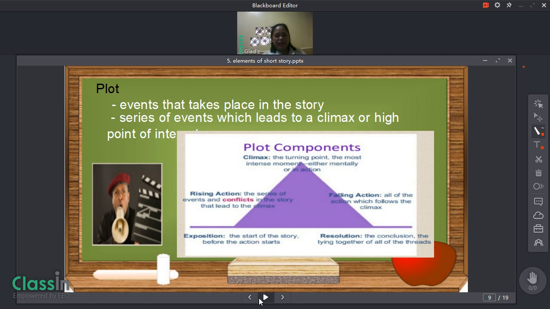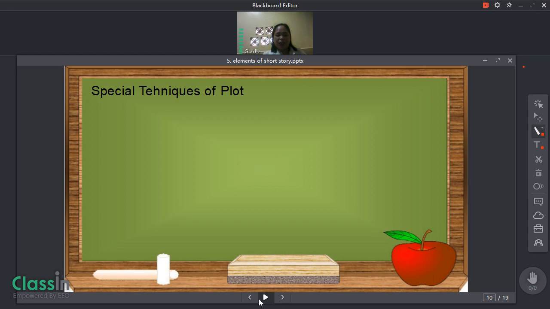Okay, next let's have the special techniques of plot. In the special techniques of plot, we have the suspense, or the excitement or tension. Sometimes when we are reading a story or even watching one, there are intense scenes or suspense scenes or events that appear in the story or in the movie. That gives us excitement and tension. That is the suspense technique of plot.